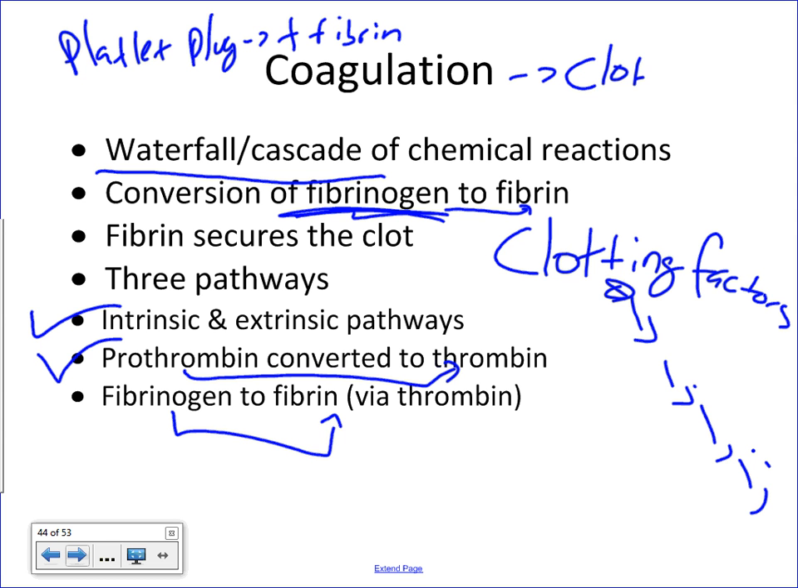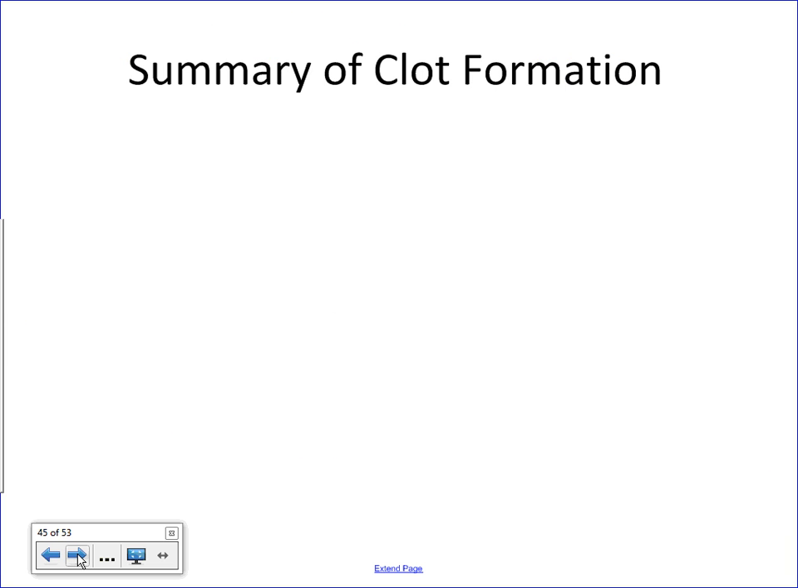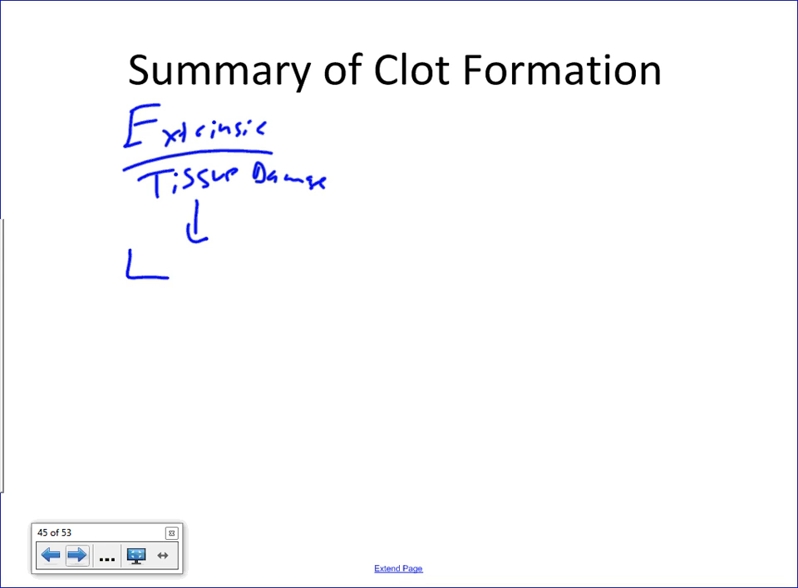Okay, so now let's talk about how this works, the formation of a clot. Let's talk about the extrinsic pathway first and some of the clotting factors involved. When we're talking about the extrinsic pathway, what is going to happen is we're going to have tissue damage. The tissues are going to release these chemicals into the bloodstream called tissue factor.